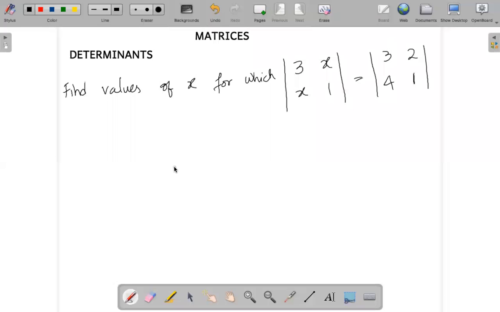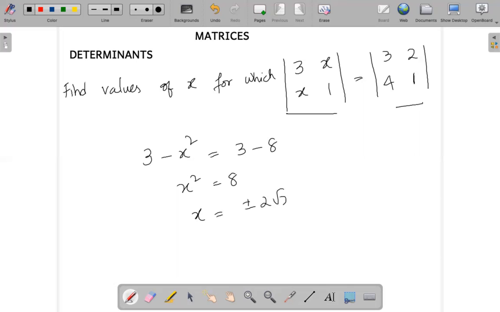Let us solve this. We'll find the value of x for which this matrix is given. For this, we have equated this. Now let us find the determinant of this and the determinant of this. So this will be 3 minus x square, and this will be 3 minus 8. So you get x square as 8, or x as plus or minus 2. So this is the value of x here.